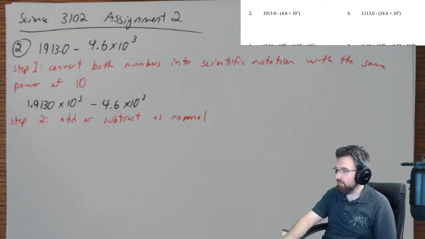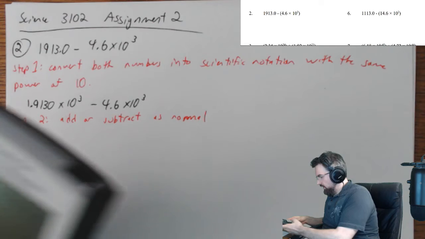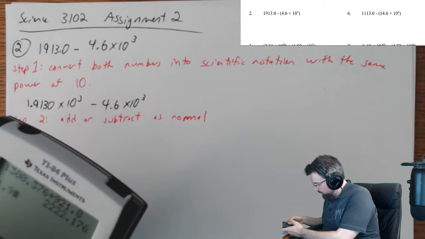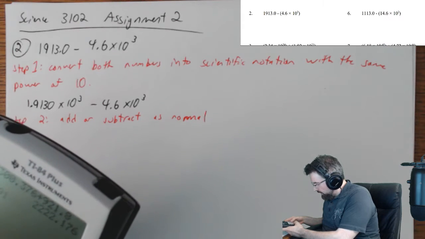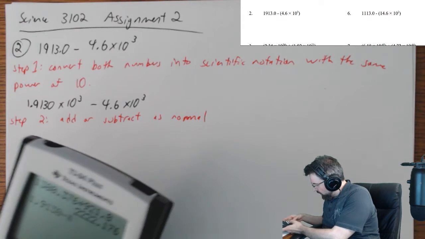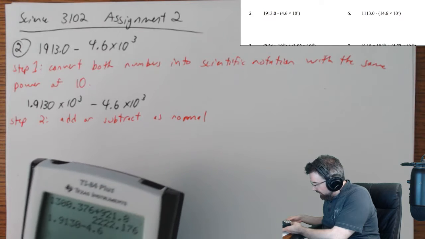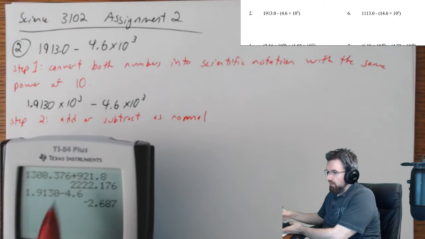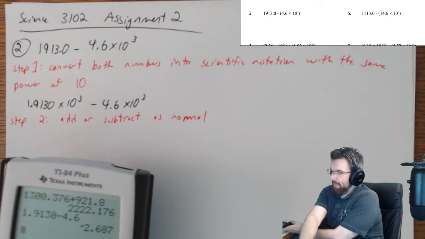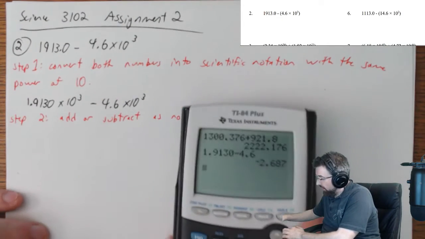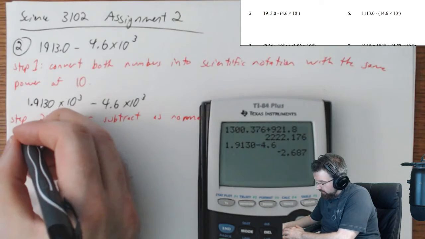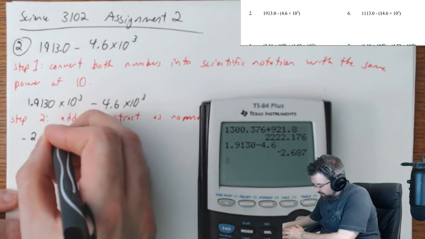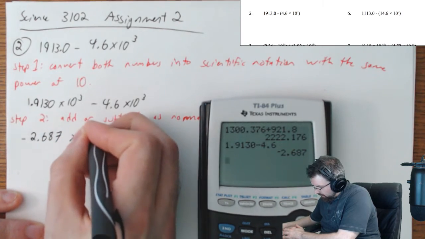Add or subtract as normal. We can even just add or subtract the values below, right? And not even worry about the scientific notation because we know that it's still going to be the same number in the corner. What I mean is, right, we're still going to have the times 10 to the 3 on the end. So we now have a negative 2.687 times 10 to the 3.